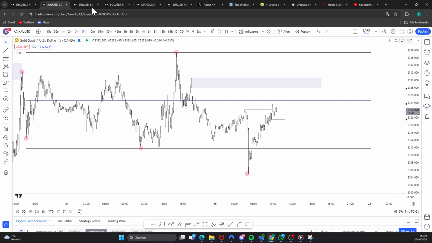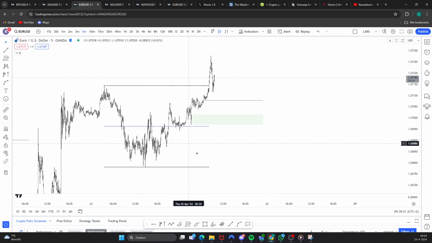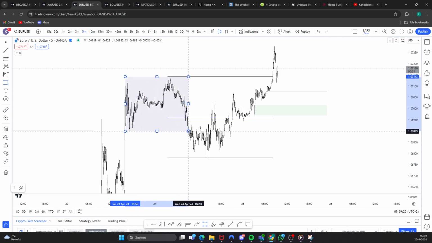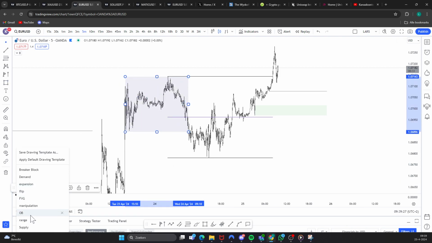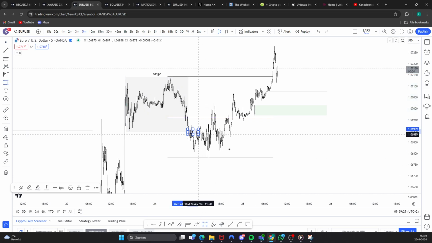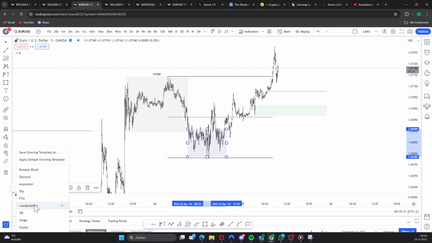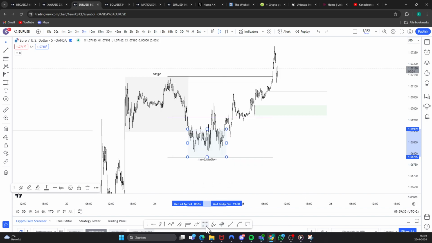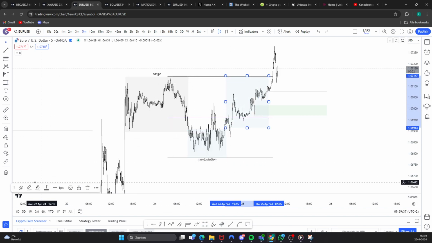So that's it. And then on Euro, it was actually nice seeing that idea play out yesterday, where I was talking about, yo, this could be the range, this could just be the manipulation of retail positions, and this could be the expansion away right here.